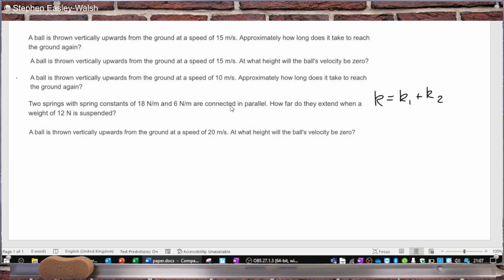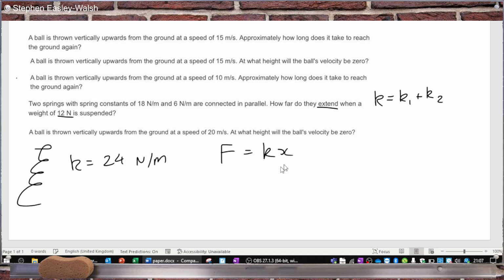So if you add those two together, it's like having one spring of constant 24 newtons per meter. And then we want to know the extension when we have a weight of 12. So by using Hooke's law, F equals Kx, the extension x is F over K, which is 12 over 24, which is half a meter. Okay.